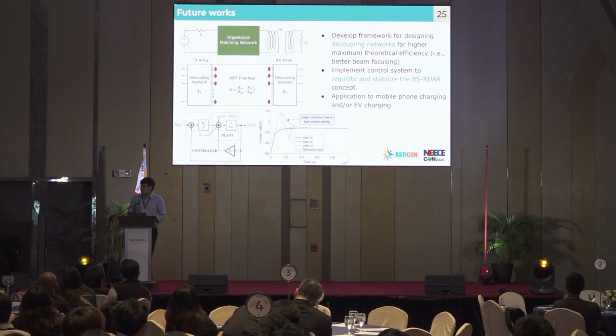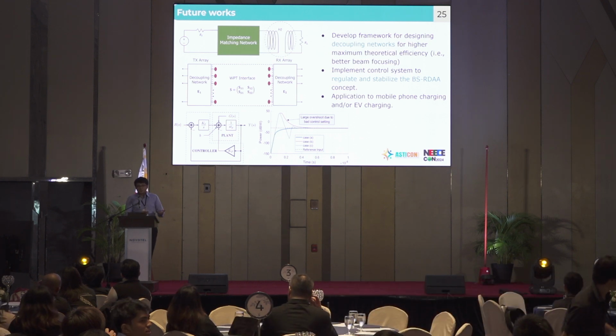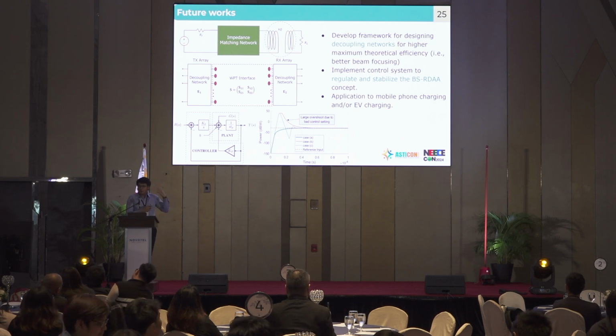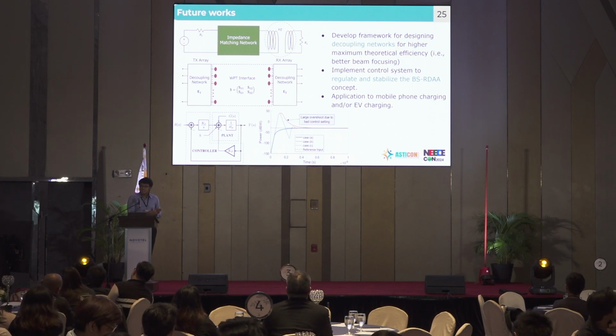So some future works. Next is how do we improve the efficiency? In this study, we only focused on the channel conditions, but there are techniques to increase the efficiency by improving your antenna design. Also, there's to implement a stabilization in one of the feedback-based types, and possibly to go smaller first, not space-based. So go smaller first and do it in applications like mobile charging or EV charging. So that's the end of my presentation. Any questions?